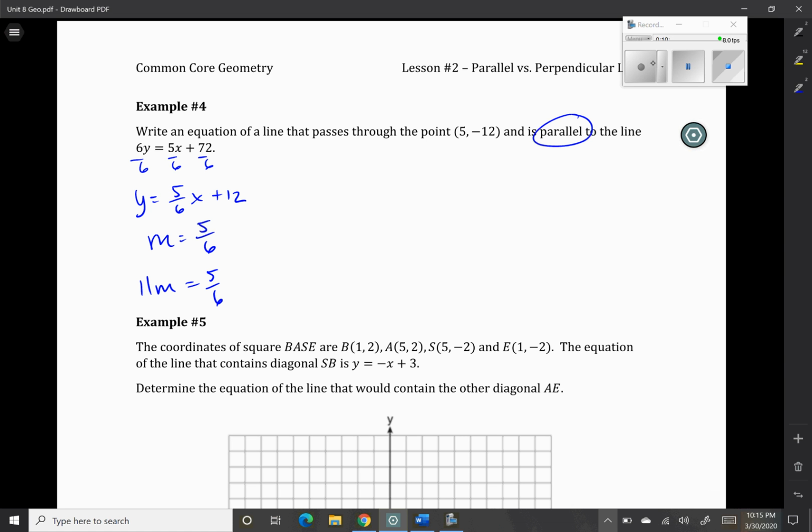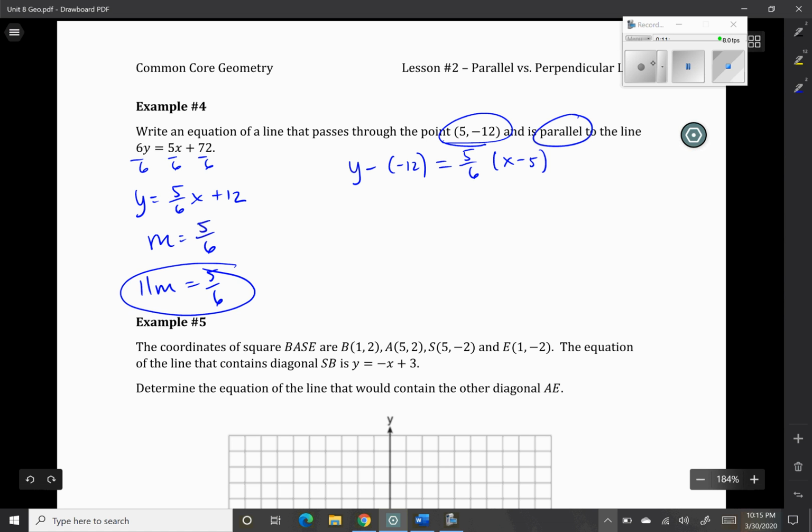So if we go through and write our equation of a line, I would say y minus negative 12 is equal to 5 over 6 times x minus 5. Again, I'm using this point and this parallel slope. These are the two things that are attached. Clean up the double negative and do my distributing. So when I distribute here, I'm going to get 5 over 6x minus, now if I type that into my calculator, 5 over 6 times negative 5, it's going to give me a decimal. Now, it's not a nice decimal.